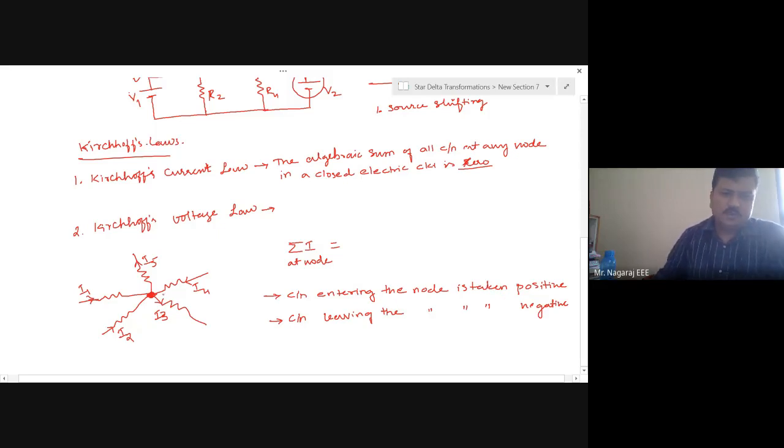Now, as per this convention, what are the positive currents? I1, I2, and I4 are the currents entering the node, flowing towards the node. They are positive. I3 and I5 are the currents leaving away from the node. They are negative. So the summation of the currents at a node is equal to 0, as per KCL.